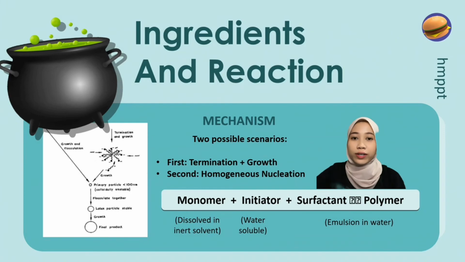Okay, next we move to the next slide, which is mechanism. There are two possible scenarios, the first one is termination plus growth, and the second one is homogeneous nucleation. Okay, the surfactant molecules surround small amounts of monomer molecules creating micelles.